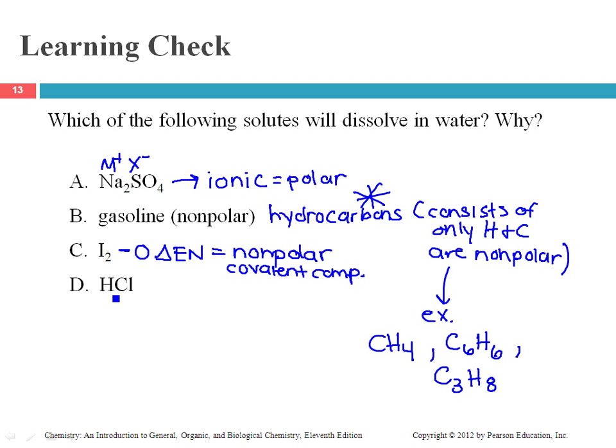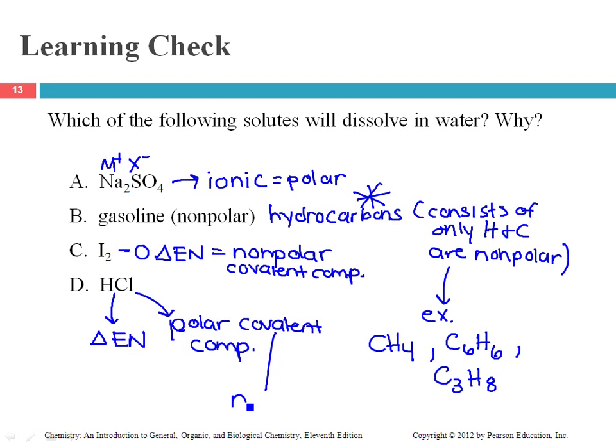So we have HCl. There is a difference in electronegativity. This is a polar covalent compound. It's polar because hydrogen and chlorine have a difference in electronegativity. It's not ionic because we have two nonmetals. So remember that covalent compounds are nonmetals. Ionic compounds are a metal and a nonmetal.